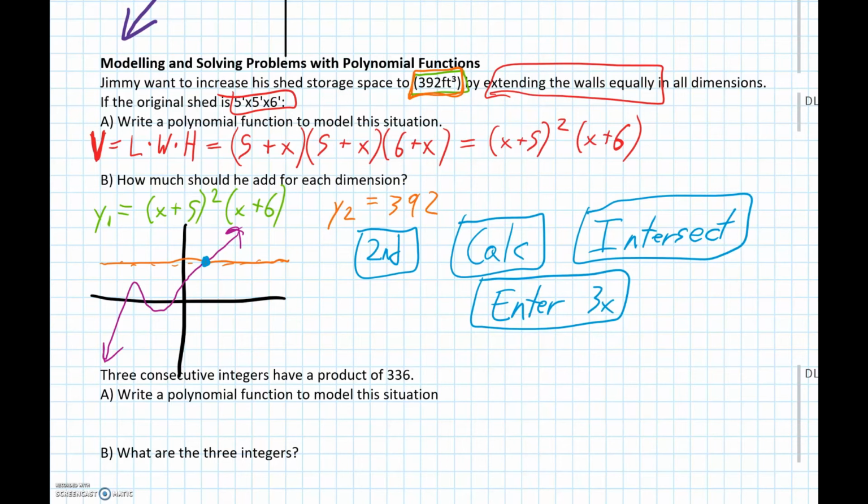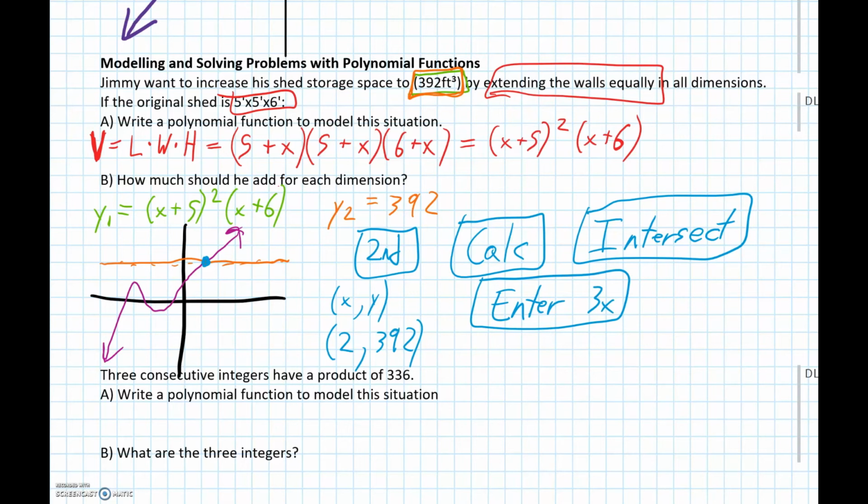And what you should find is that, if we're thinking x comma y, right? X is going to be 2, and y will be the 392 that we're looking for. Which is great, but we're not quite done yet. This is just our x value, right? So what should he add for every direction?